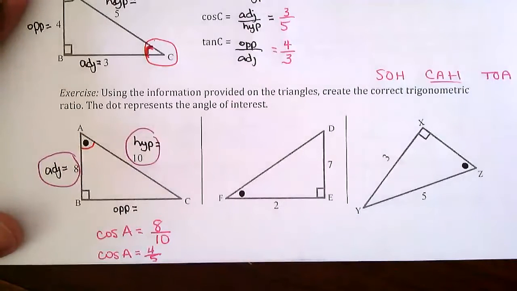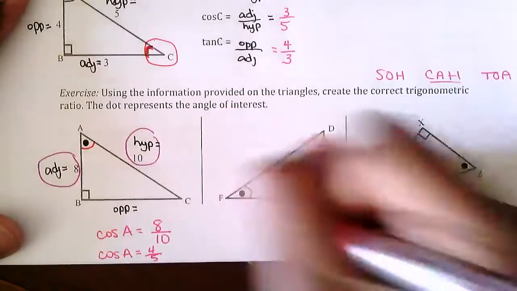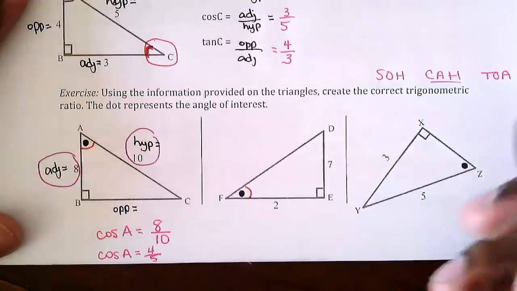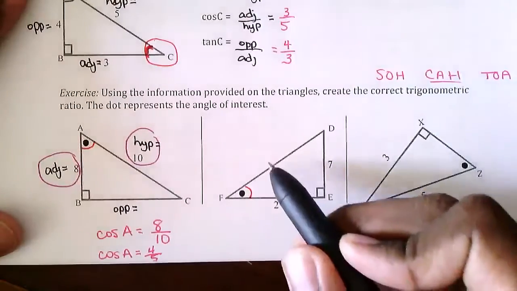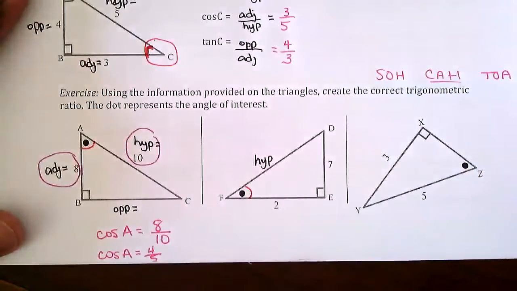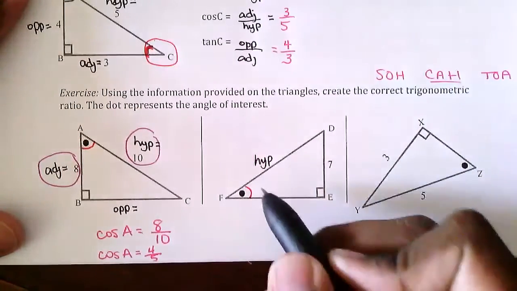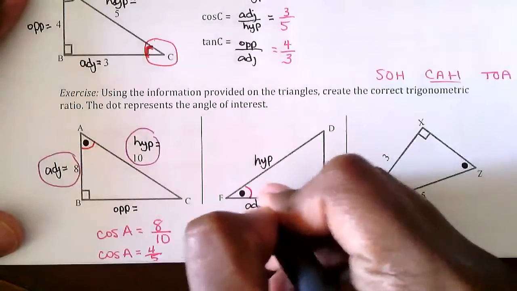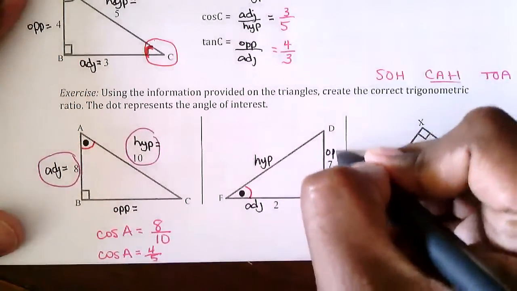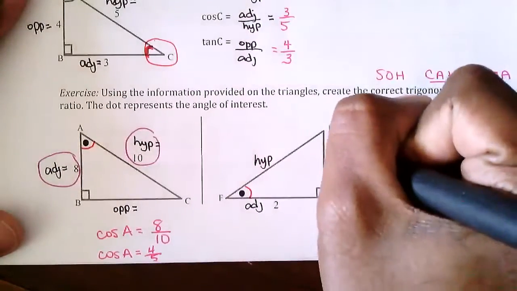Okay, let's try our second example here. Once again, they've given us an angle of interest, which I'm going to show with this. Okay, and I need to label the sides. So I'll start with the hypotenuse. Here's a 90-degree angle. There's the opposite side. So here is the hypotenuse. The side closest to the angle of interest is my adjacent. And the side opposite is my opposite side line.